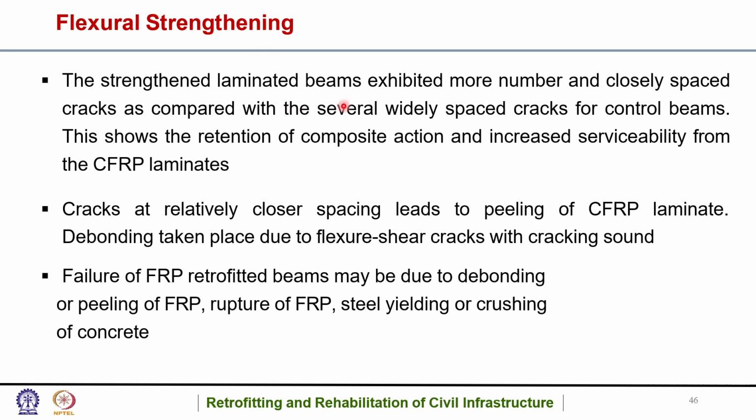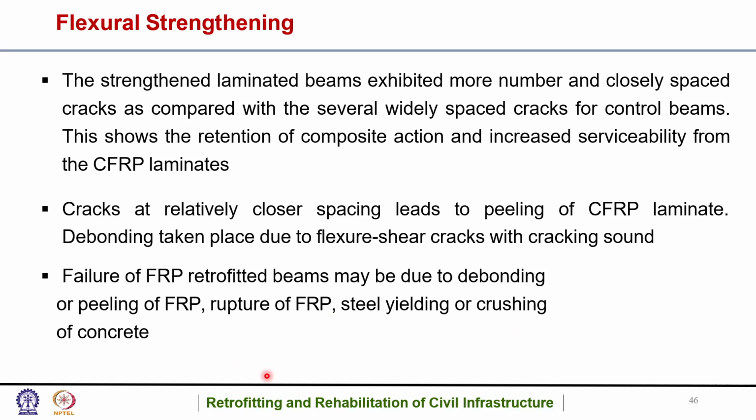The strengthened laminated beams exhibited more number and closely spaced cracks as compared with the several widely spaced cracks for control beams, which we saw in that figure. And this showed the retention of composite action and increased serviceability from the CFRP laminates. Cracks at relatively closer spacing led to peeling off of CFRP laminate. Debonding had taken place due to flexure shear cracks with cracking sound. The failure of FRP retrofitted beams may be due to debonding or peeling of FRP, rupture of FRP, steel yielding, or crushing of concrete.